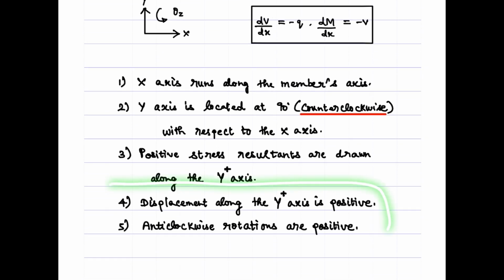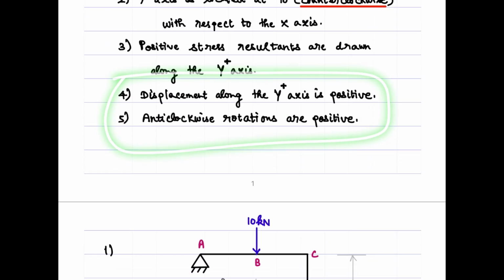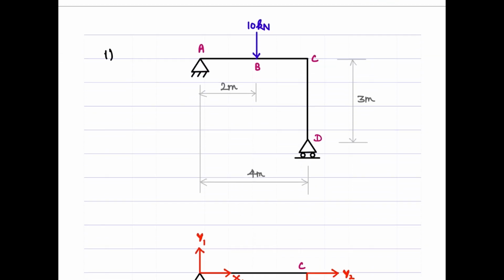And these 2 points are also relevant here. It is about the kinematics, that is displacements and rotations. These are same as what we have been following for beams. Okay. So we'll start with the first problem. We have a frame here, ABCD. The first step is to determine the reactions, support reactions, which is very simple in this case.